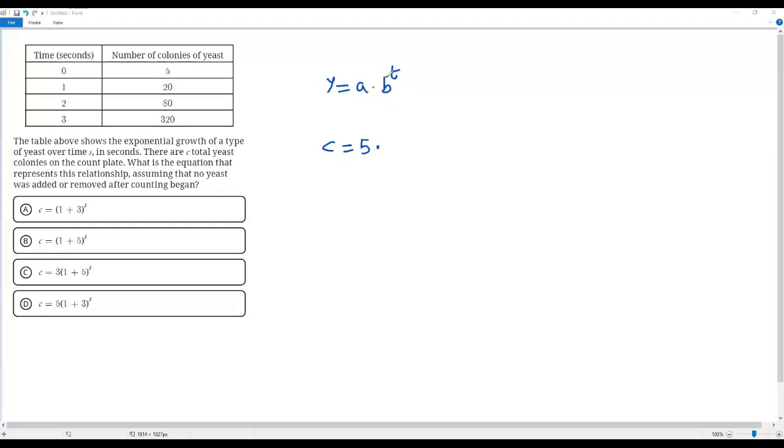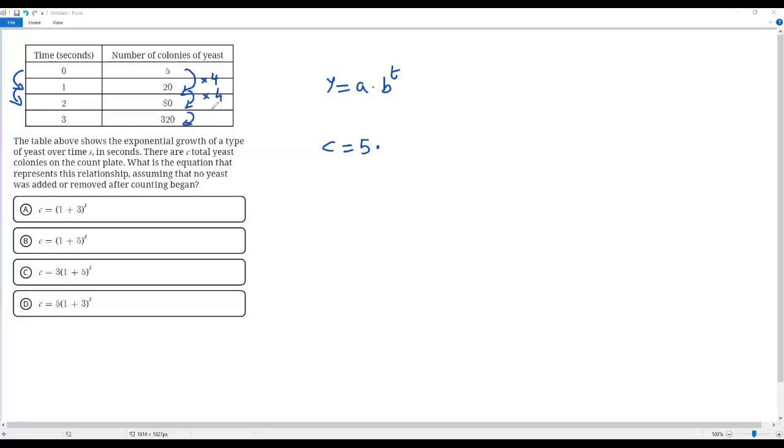Okay, now we have to find the growth rate b. Look at the table over here. When time is increased by 1 second, that is from 0 to 1 second, what's happening to the number of colonies of yeast? It is increased by a constant ratio of 4. That is, when I multiply the first value 5 by 4, I am getting 20. Every time I increase the time by 1 second, what's happening to the number of colonies of yeast? It increases by a constant ratio of 4.